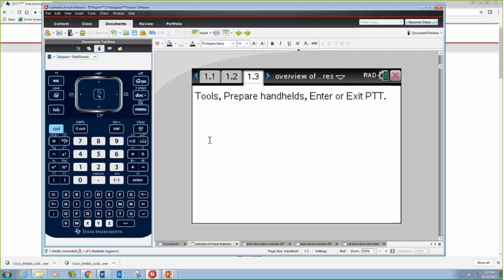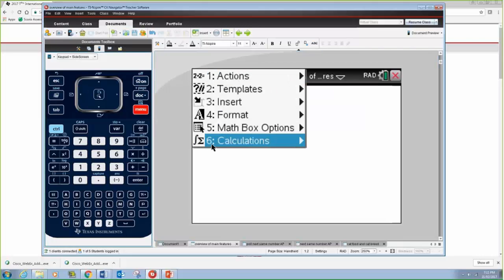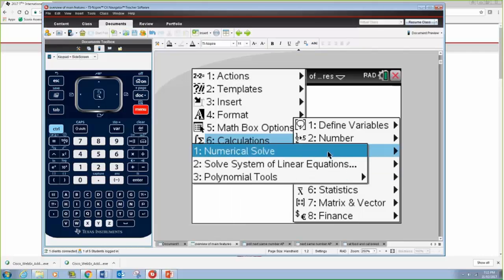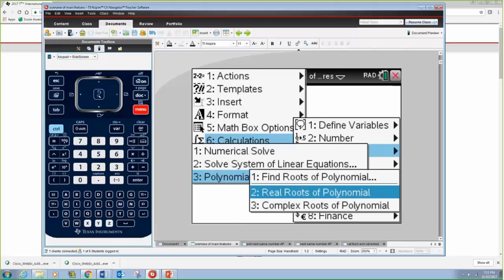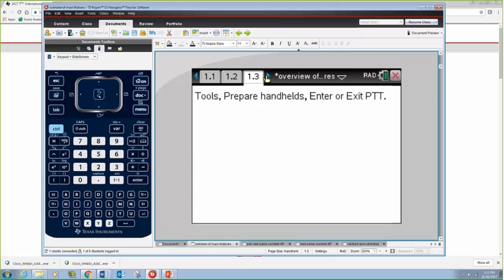So let's have a look at some basic features. I have a few prepared files here. So polyroots, which we can find in calculations and algebra, polynomial tools, and we can have real or complex roots. It looks a bit differently, as you could notice, because it is in the notes page. So if I try to solve this equation, it gives me the two solutions written in this way. However, this, of course, will not give me other solutions because the discriminant is negative. And here I would need to use C polyroots, which gives me the solutions as complex numbers. So that is one of the features on the calculator.